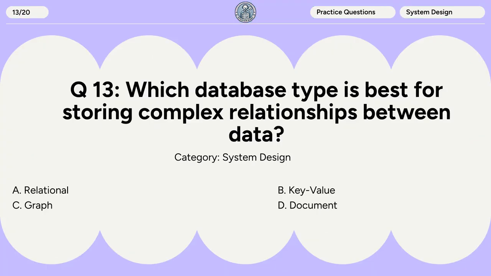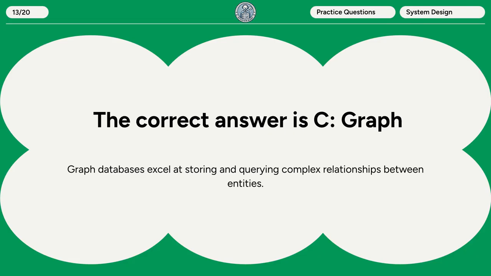Question 13. Which database type is best for storing complex relationships between data? A. Relational. B. Key value. C. Graph. D. Document. The correct answer is C. Graph. Graph databases excel at storing and querying complex relationships between entities.